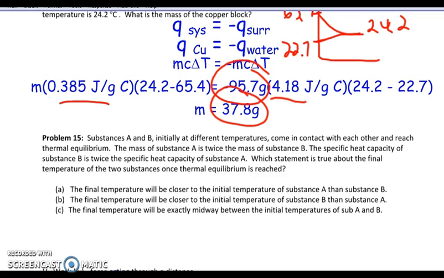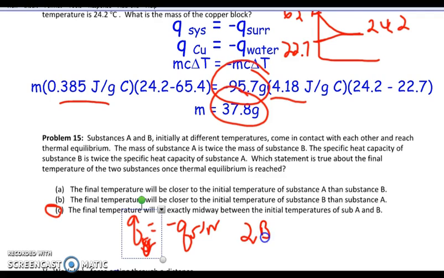So what did you get for this, A, B, or C? I don't know about you, but I got C. Okay, why did I get C here? Well, we can plug it into an equation. So Q of the system is equal to negative Q of the surroundings, right? What do we know? The mass of A is twice the mass of B. So I'll have 2B on this side, or not B, huh? You knew that was coming. And here's B over here.